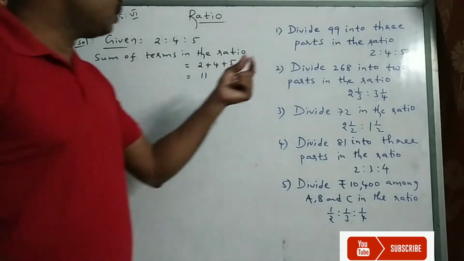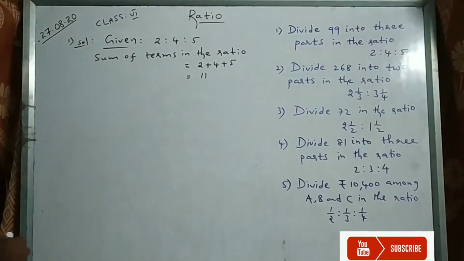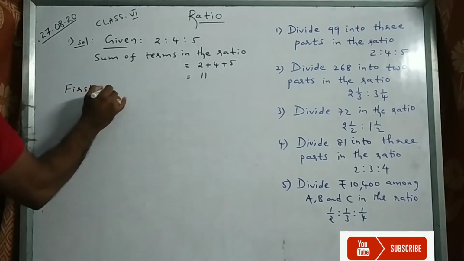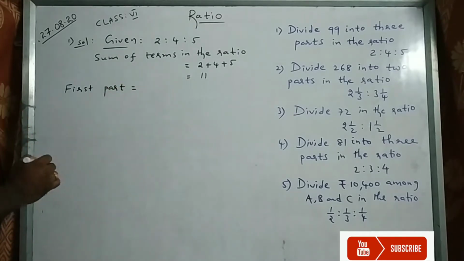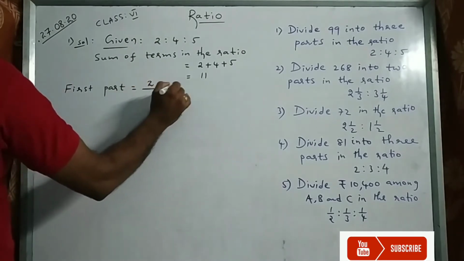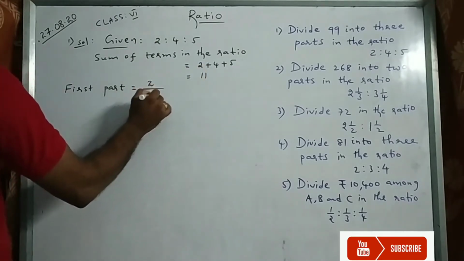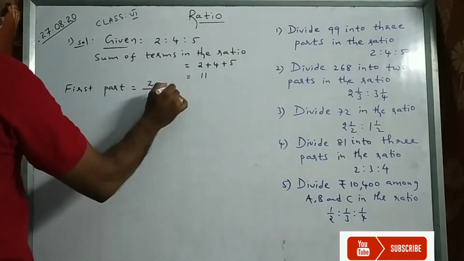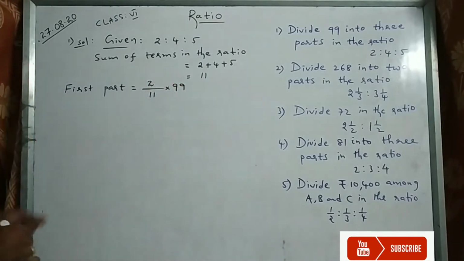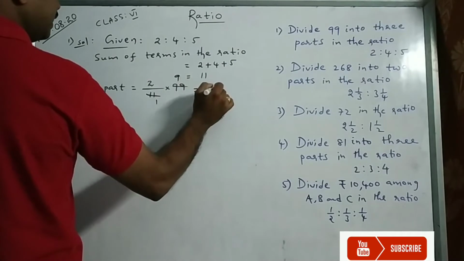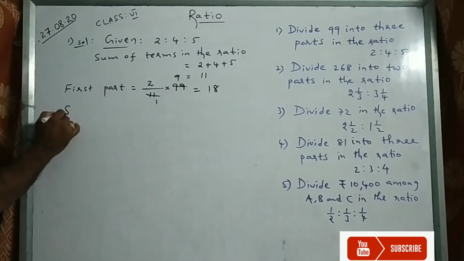Now I am going to divide this 99 into 3 parts. First part I am taking. First part is equal to, what is the first number of the given ratio? 2 by total how many parts we have? 11, into which number you have to divide into 3 parts? 99. So if you simplify this, we will get the first part. 11 ones, 11 nines. So 9 twos are 18. So that is the first part.